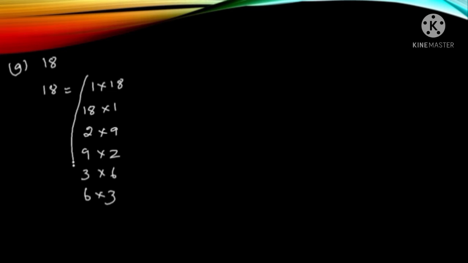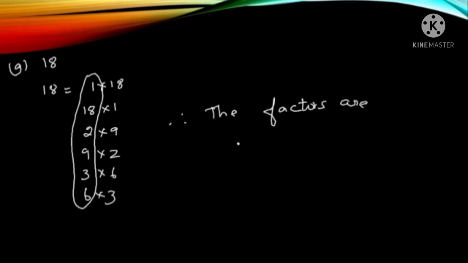Next, subdivision G, 18. So let us write down the tables of 18. So what are the tables? 1 18s are, 18 ones are, and then 2 9s are, 9 twos are, 3 6s are, 6 threes are. So let us list down all the factors. Therefore the factors are 1, 2, 3, 6, 9, 18.